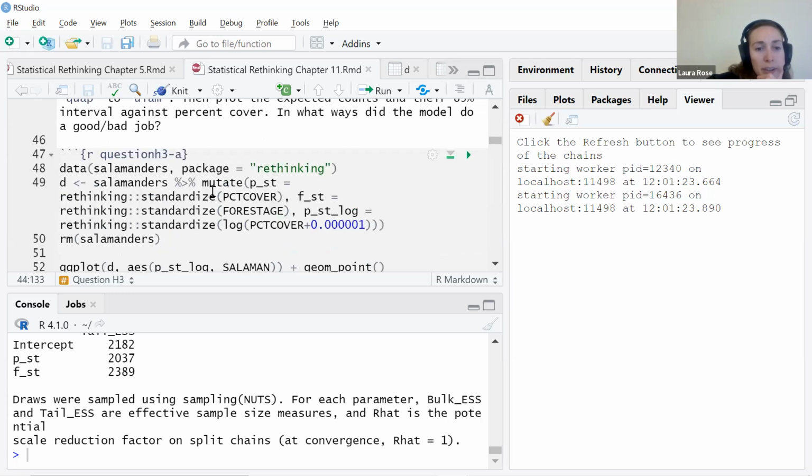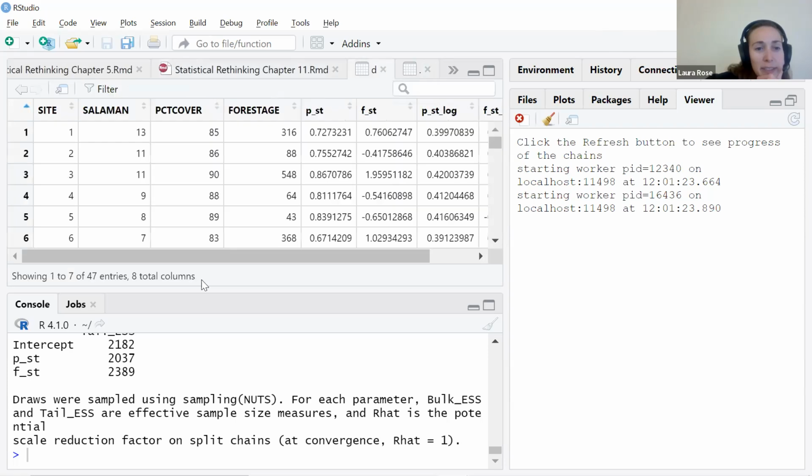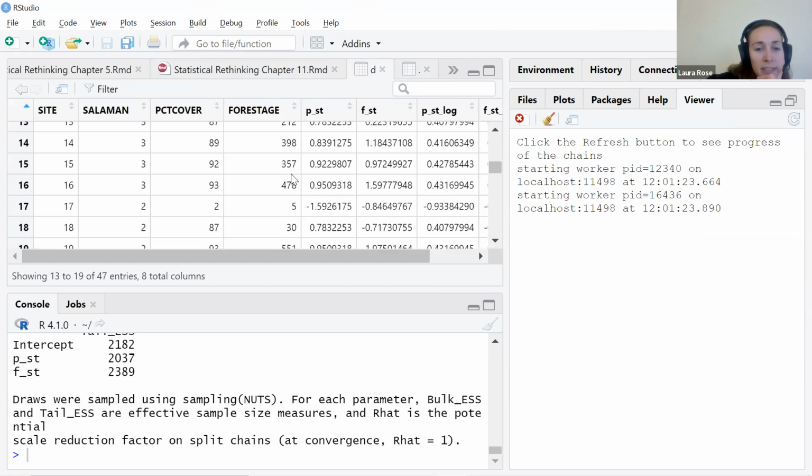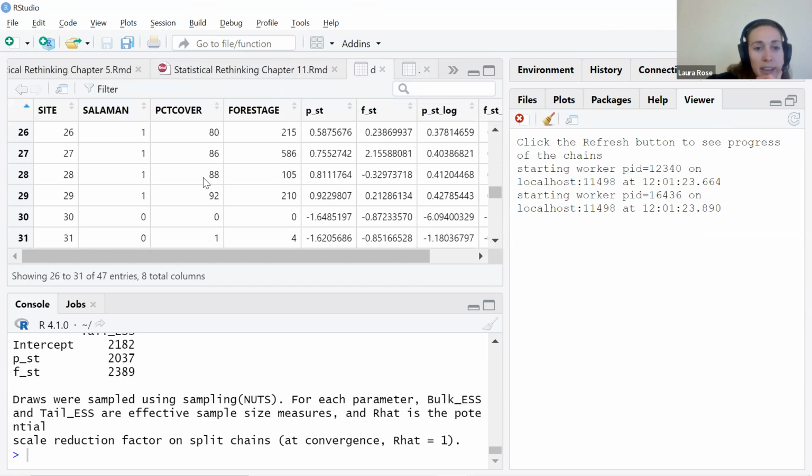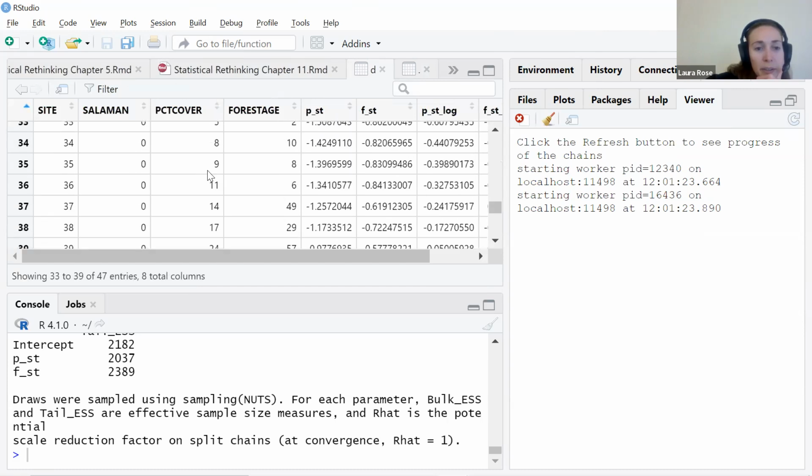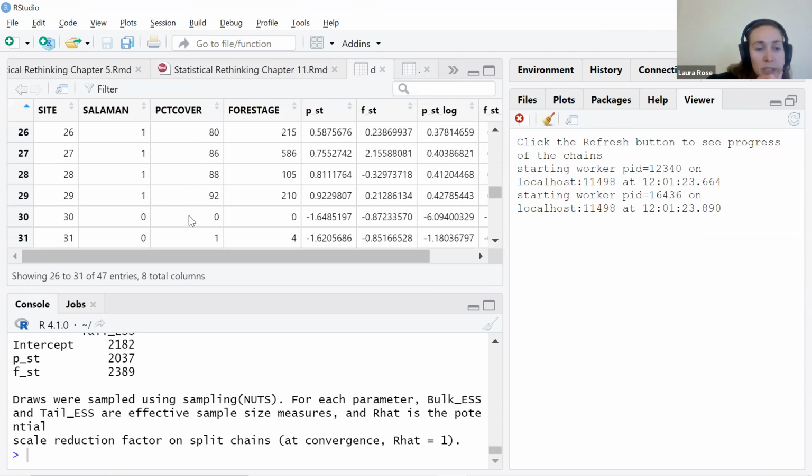So what I'm doing here is I'm just standardizing. I added some log standardization. There was a 0 in the data, so I added 0.0001. Figured it probably wouldn't mess it up, although perhaps McElreath would say differently. So that's basically, you have all these different sites. You can kind of see some places have a lot of cover, other places 0.